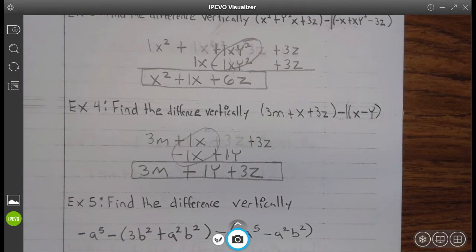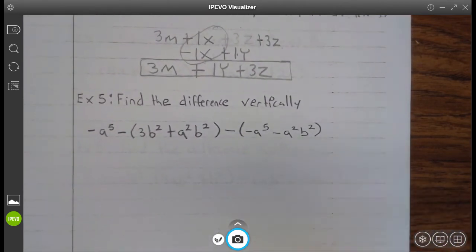All right, go and finish up example 4. All right, let's take a look at example 5.